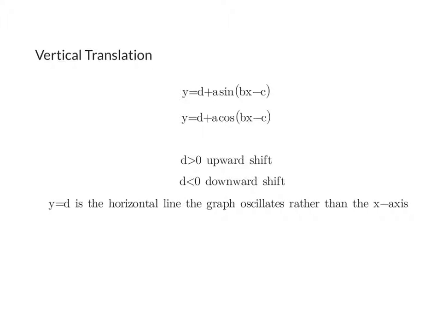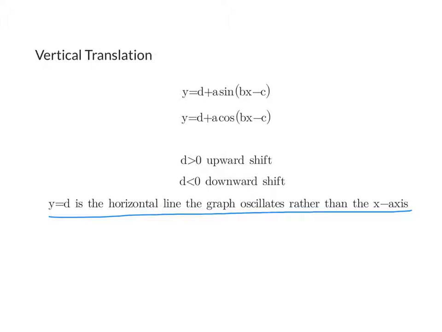So our vertical translations, I already mentioned, deal with D. If D is greater than 0, it shifts upward. If D is less than 0, it shifts downward. So that is essentially your up and down translation. It's not too bad. The main thing you want to understand is that y equals D is the horizontal line that the graph oscillates around, rather than the x-axis. So in other words, it does not curve around the x-axis anymore if you have the variable D present. Instead, you have a sine or cosine curve around whatever your D value is.